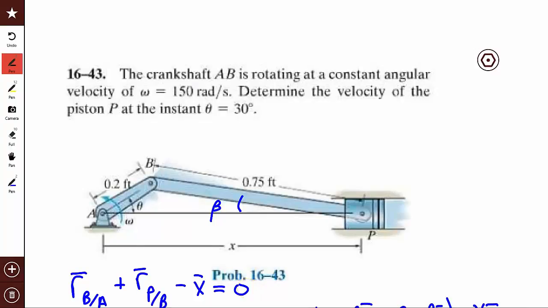Okay. What is it that they want me to find? The velocity of piston P. Yeah, I think it's the velocity, right? We have to change that. Okay. The crankshaft has blah, determine the velocity. So they want the x dot term of the piston at the instant theta equals 30 degrees.